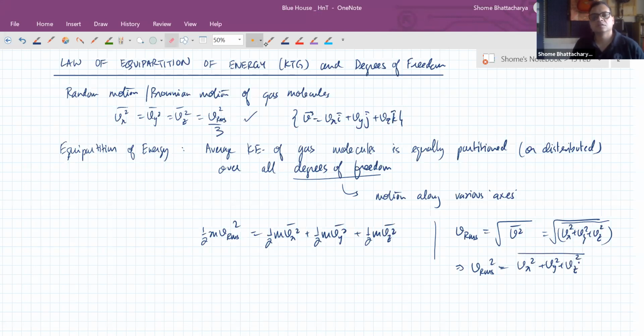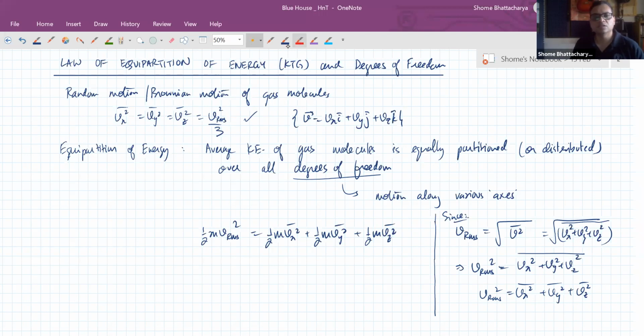This thing's average is basically equal to Vx squares average plus Vy squares average plus Vz squares average. So this is still just a statistical definition, that Vrms square would be equal to the sum of Vx squares average plus Vy squares average plus Vz squares average. This is coming from this definition of Vrms.